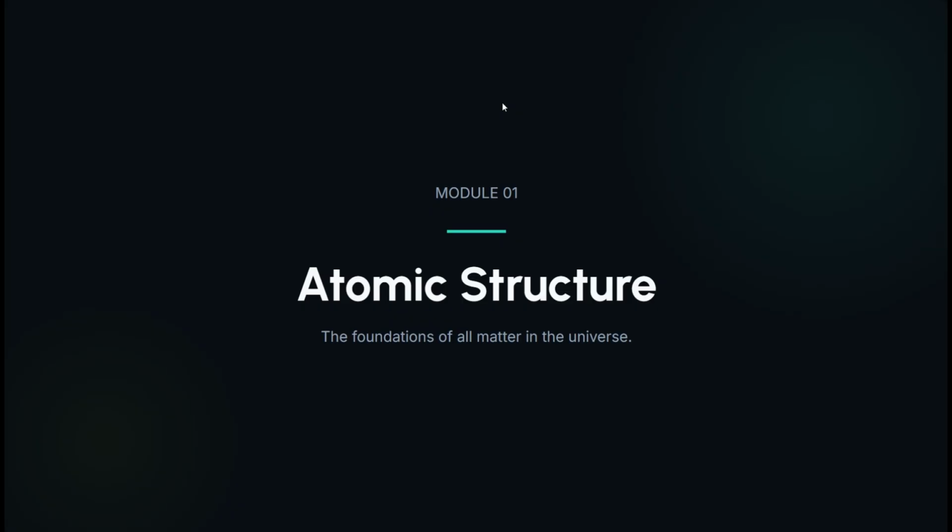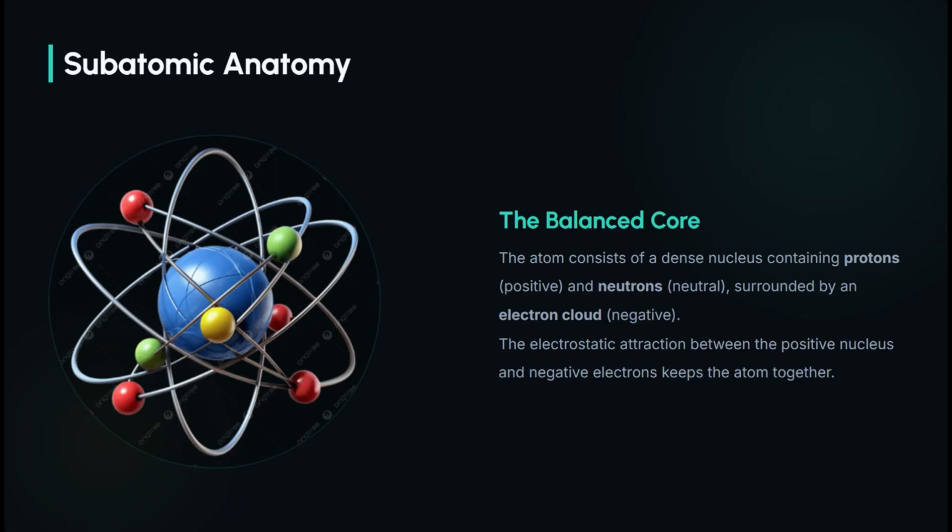Module 1. Atomic structure, the foundation of all matter in the universe. Subatomic anatomy, the balance core. The atom consists of a dense nucleus containing a proton, which is positive, and a neutron, which is neutral, surrounded by the electron cloud, which is negative. The electrostatic attraction between the positive nucleus and the negative electrons keeps the atom together.